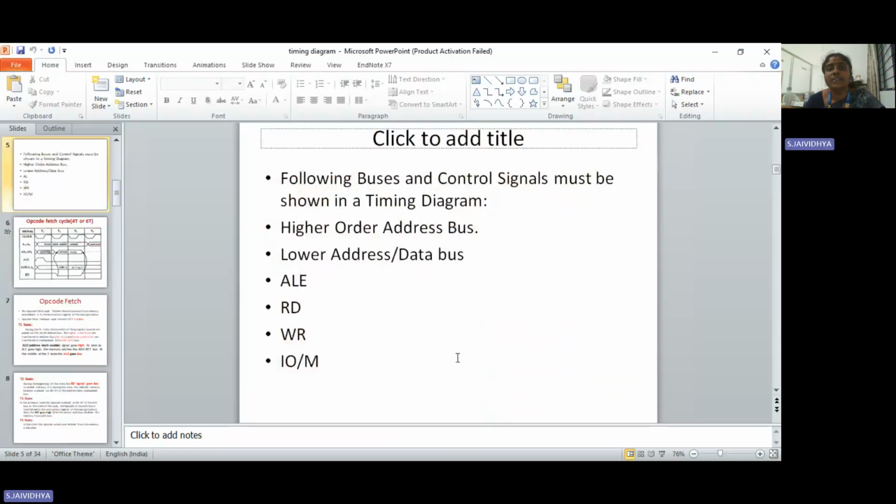Next, in the timing diagram, these parts are available. We have to mention the higher order address bus and the lower order address and data bus, because the lower order address and data bus are multiplexed, that is AD0 to AD7. The higher order address bus is A8 to A15. Then we have the address latch enable signal, and the read, write, input, output, and memory signals.